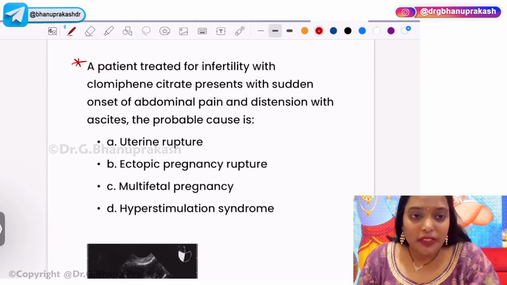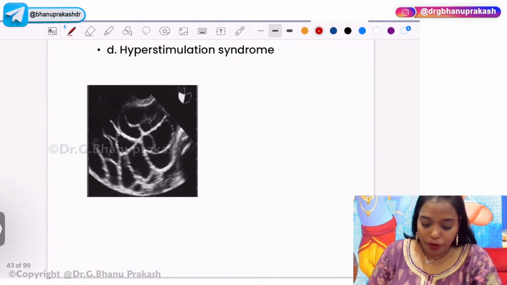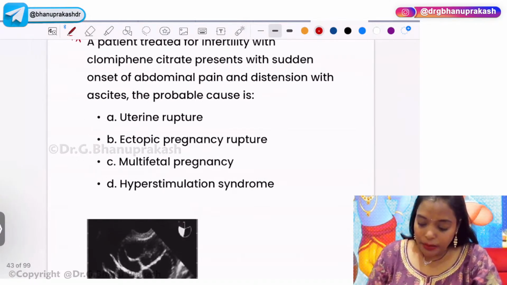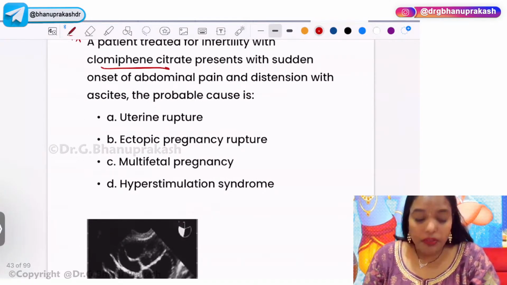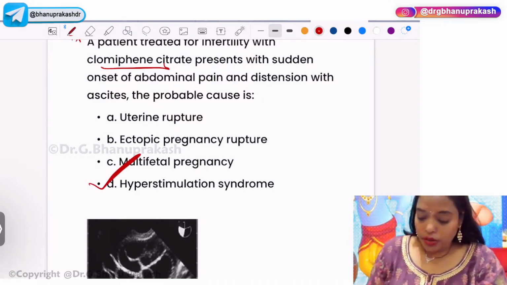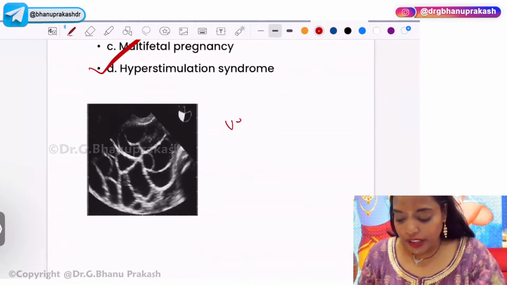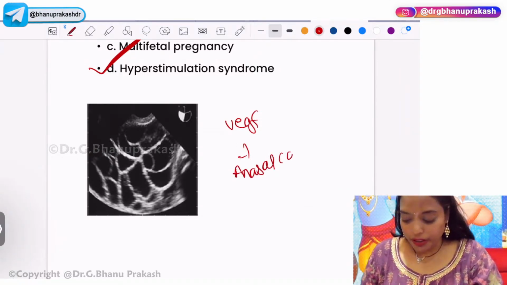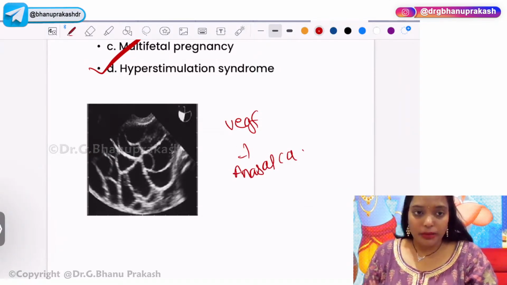Whenever after giving infertility treatment you have multiple follicles developing instead of one follicle, and it's mainly due to the drugs which we are giving, we call it hyperstimulation syndrome. All these follicles will secrete VEGF, which will cause anasarca. We mainly have to give symptomatic treatment here.